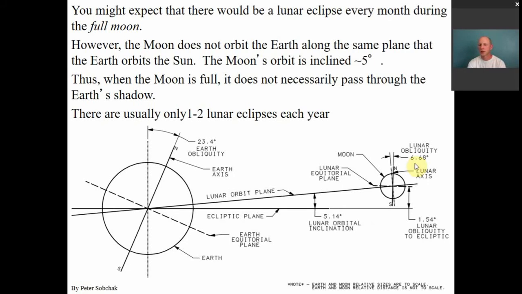Okay. And this is the same reason why, during a new moon, we don't always get a solar eclipse. It's the same thing. As Earth rotates on this plane around the sun, the moon is slightly tilted like this, and it kind of goes like this. So it'll pass in and out of the Earth's rotational plane. Okay. And so that's all of the notes that I have for you guys, and that's really just for the phases of the moon.